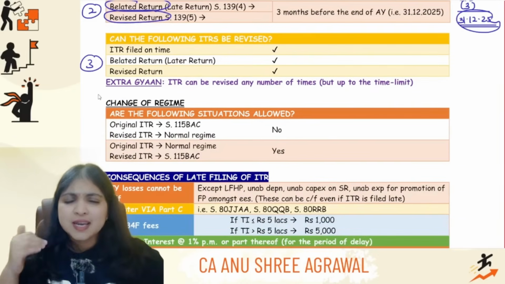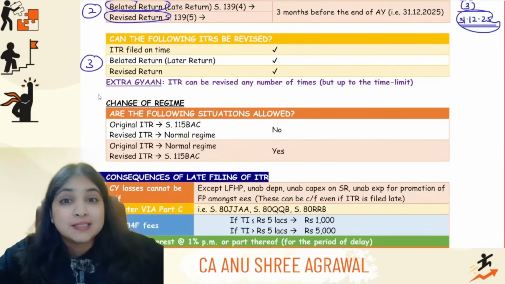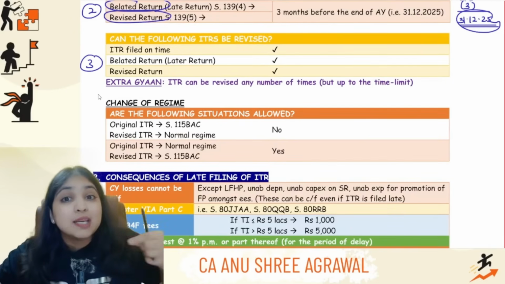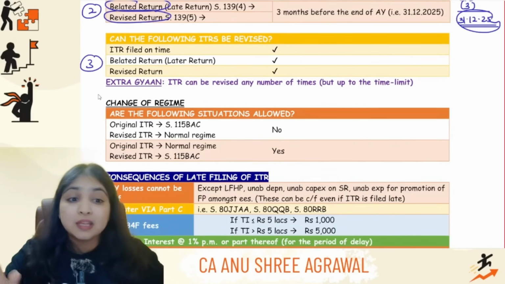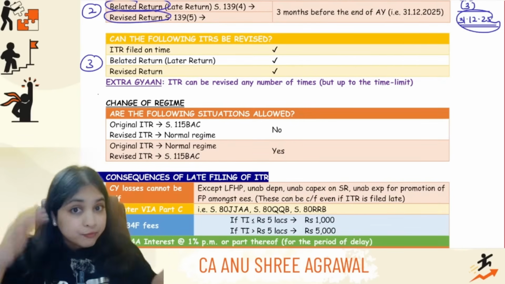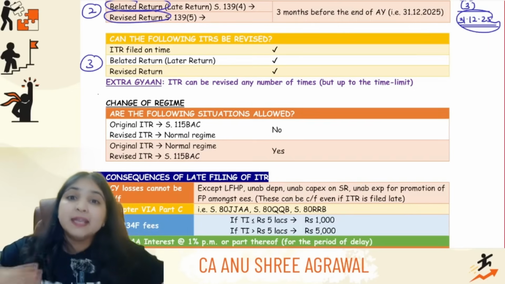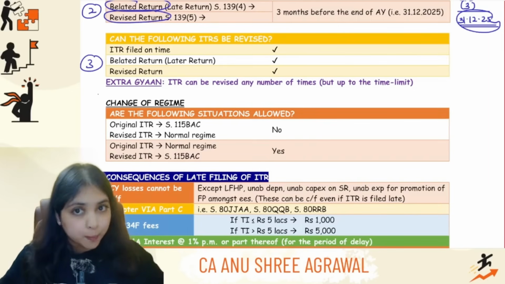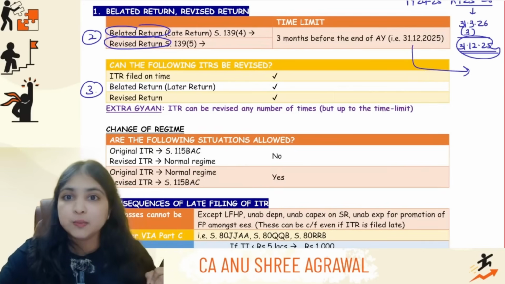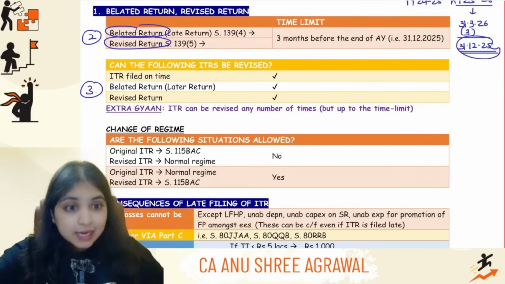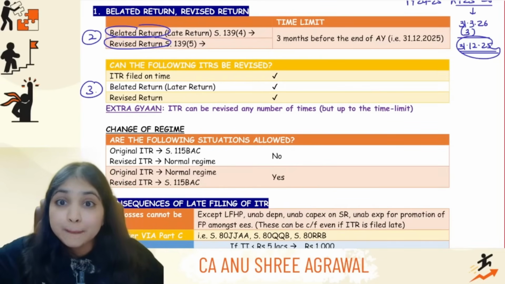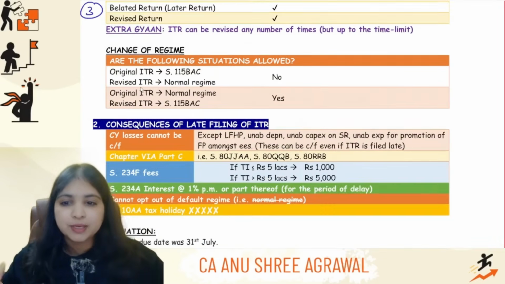Okay. Now, is there any limit? How many times can you revise the return? Is there any limit? There is no limit on the number of times that you can revise. There is only a time limit. Time limit is 31st December 25. But before 31st December 25, any number of times I can revise the return, no problem. Okay, what if I want to revise the return after 31st December 25? What if I want to file the return after 31st December 25? Only one option you have, go to updated return. Alright guys, so 3 points we've discussed.